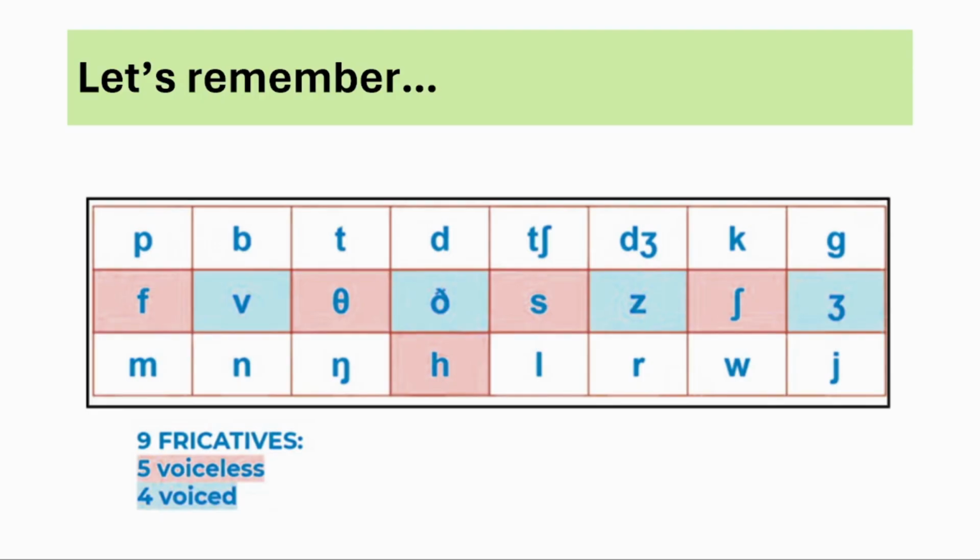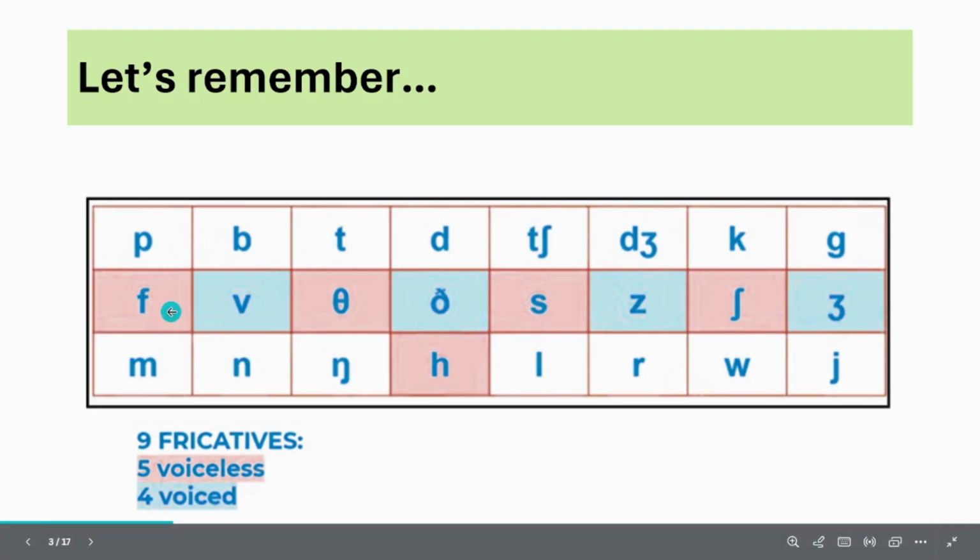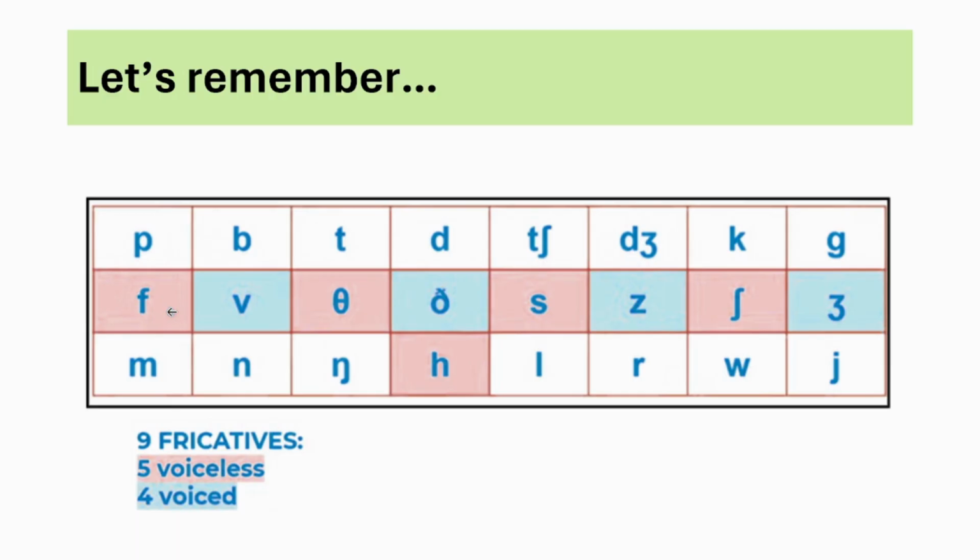As you can see, there are 9 fricative sounds, and just like plosives, they come in pairs in which one of the sounds is voiceless and the other one is voiced. They are called counterparts because they share some characteristics like the place of articulation, the manner of articulation, but the difference is in voicing. So let's see each one of them.